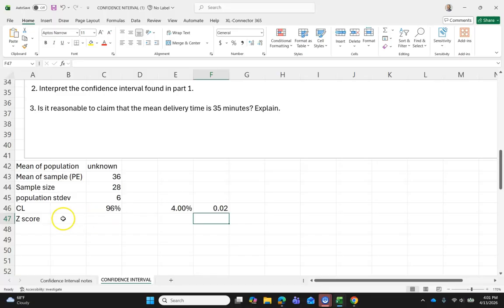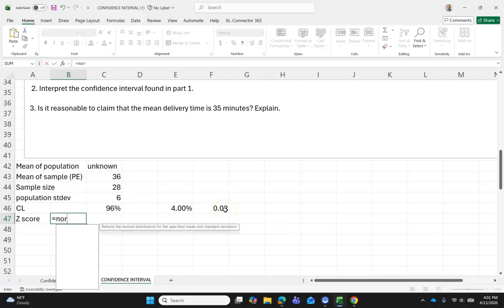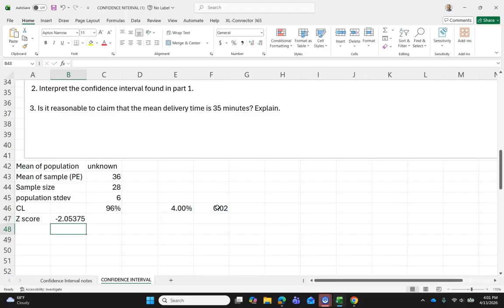So we can find the z-score of this particular value. Let me put it here, put an equal sign, type NORM.S.INV. Remember, you can use NORM.S.INV. And so I will put this probability. Remember, probability can be in terms of percentage or decimal points. And so we're going to have a negative value, which is minus 2.05, whatever we get there. So we can make this absolute, and our z value will be 2.05375. That will be the z of the right side.